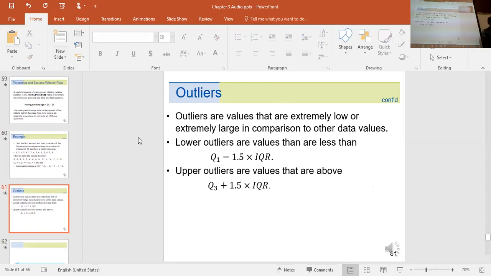So what is the use of the interquartile range? It helps us to determine extremely low and extremely large values. Those values are called outliers. The lower outliers are less than Q1 minus 1.5 times IQR, and the upper outliers are values that are above Q3 plus 1.5 times the IQR.